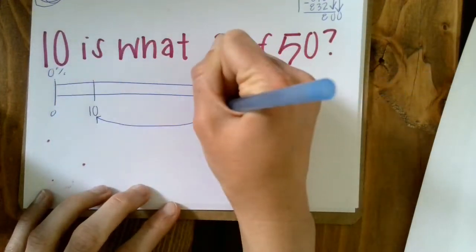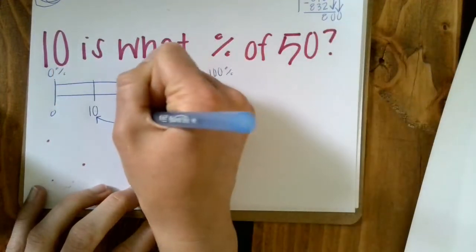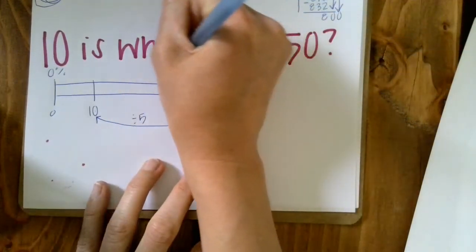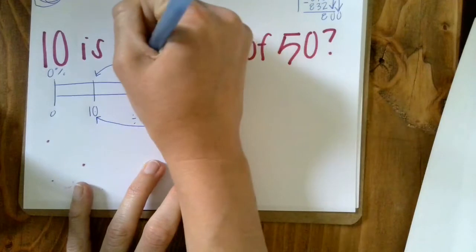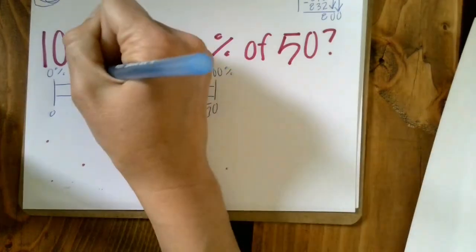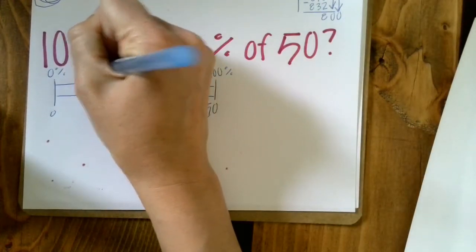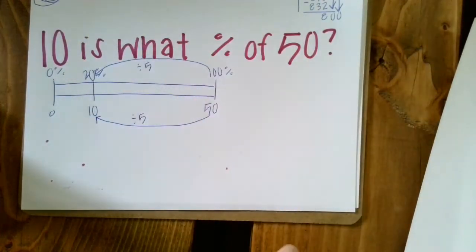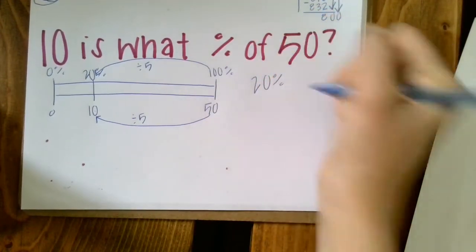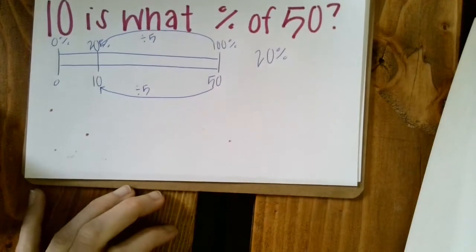So, again, I'm going to scale. How do I go from 50 to 10? I hope you said divide by 5. And therefore, I have to divide 100 by 5. 100 divided by 5 is 20%. So this first way, we got 20%. Let's make sure we get it the other way.